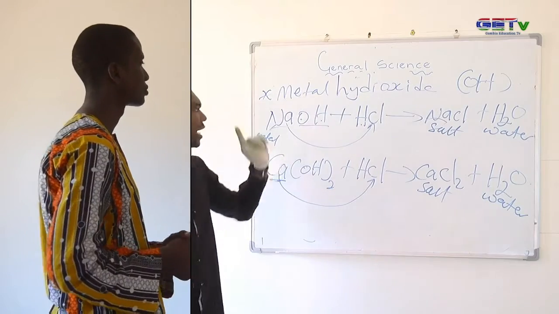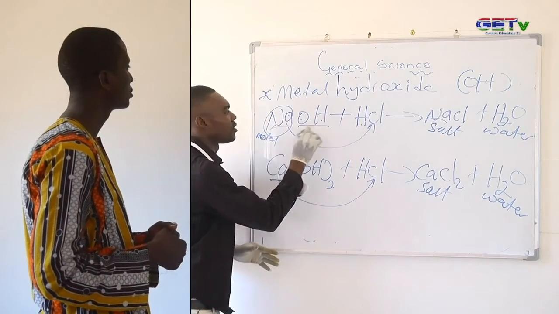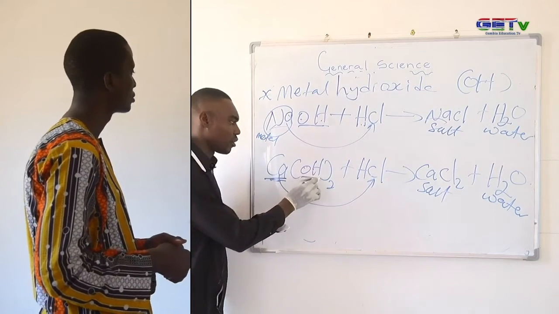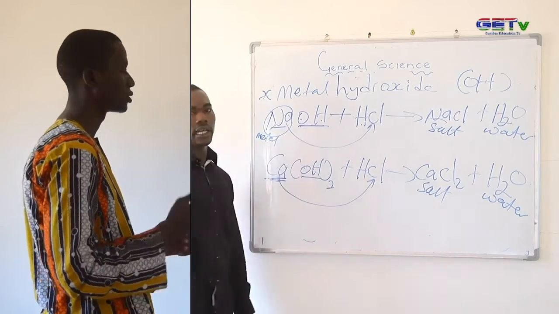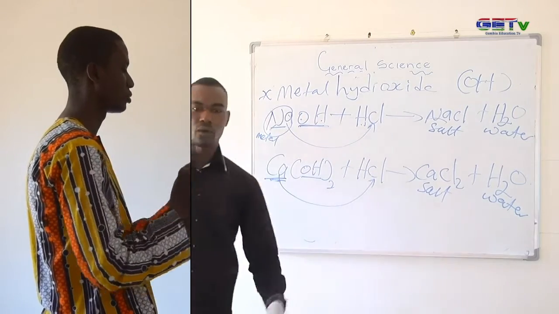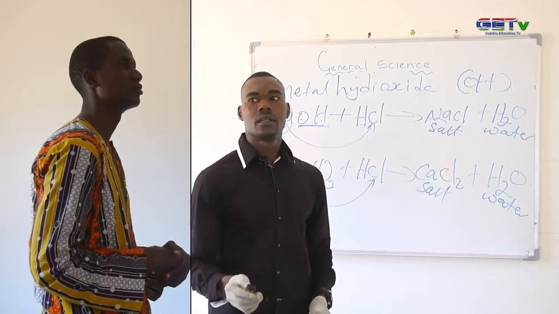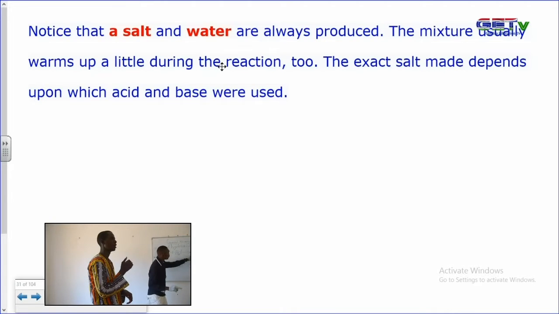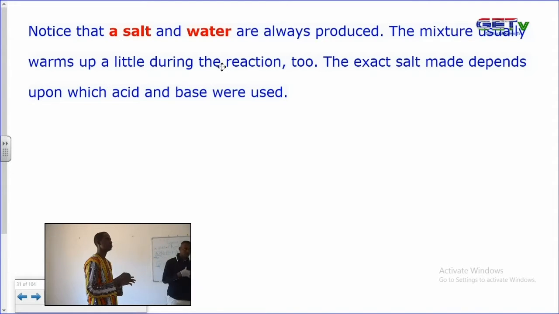Please take note. Any compound with a metal and hydroxide is a metal hydroxide, like calcium hydroxide, sodium hydroxide, and the acid can be any acid. When they combine, the product will be salt and water. Good. So notice that a salt and water are always produced. The mixture usually warms up a little during the reaction too. While the base and the acid combine, the mixture will be a little bit warmed up because it's a chemical reaction. There will be heat.